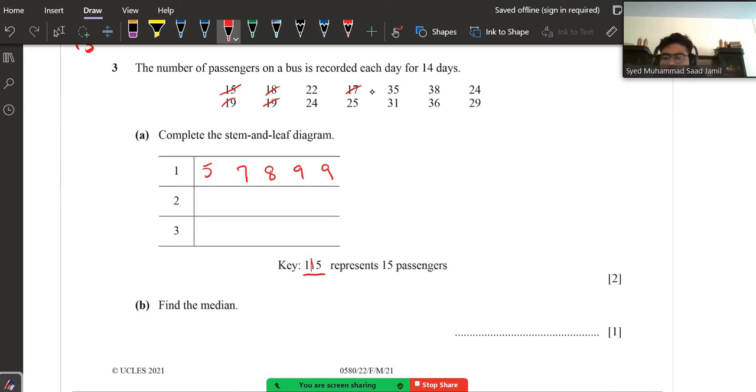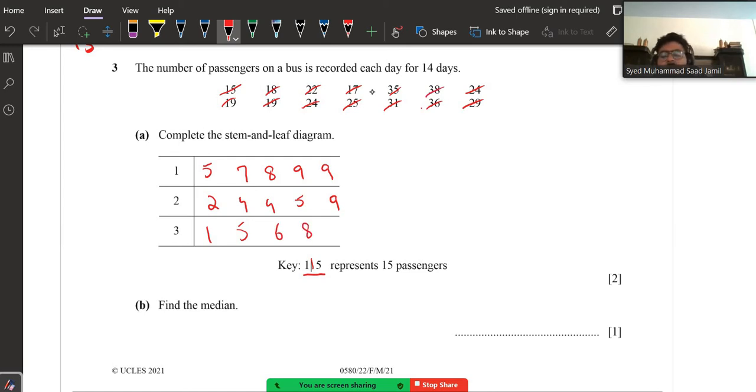Now let's go on to the second one, 2. So the smallest is 22. So you just write 2. Then you have 24. So you just write 4. Then you have another 24. Just write 4. Then you have 25. So just write 5 and 29. Moving on to 3. Smallest number is 31. So just write 1. Then the number is 35. Just write 5. Then the number is 36. And then the number is 38.